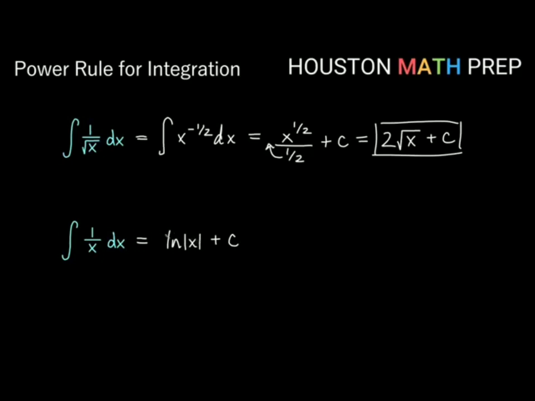The reason that absolute value only happens in one direction: all of the domain of natural log is in the domain of 1 over x, but not all of the domain of 1 over x is in the domain of natural log, so this absolute value only happens one direction.